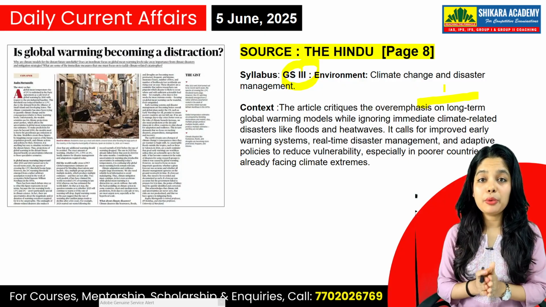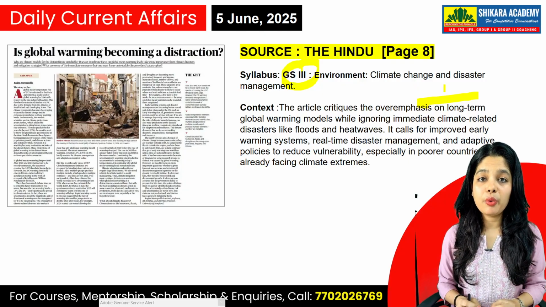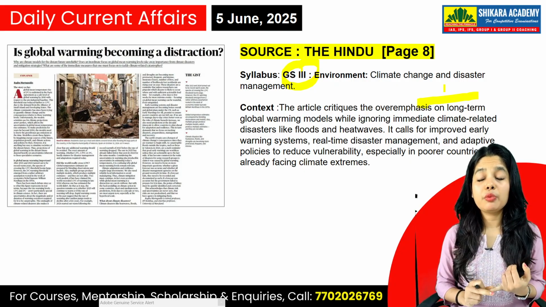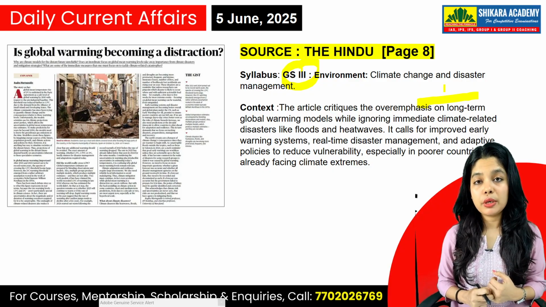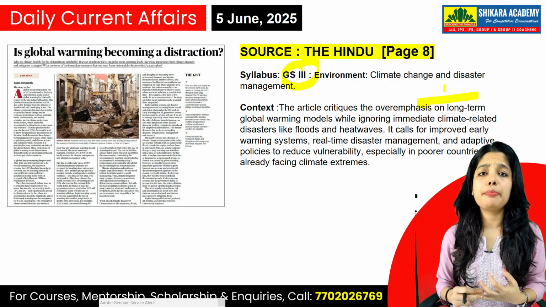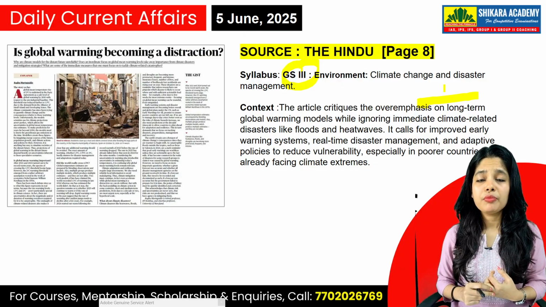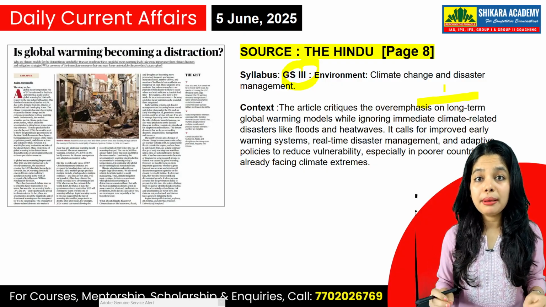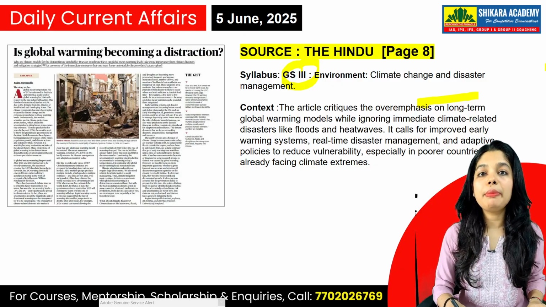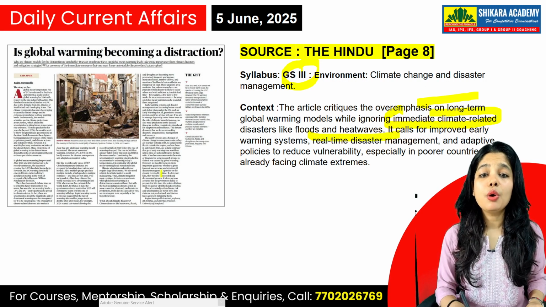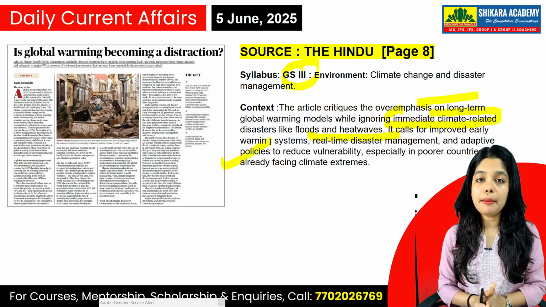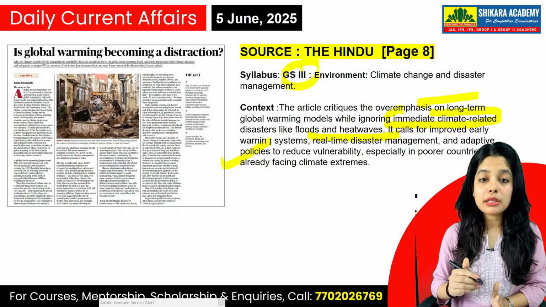But what about the present? In the present scenario, in 2023 we have seen there was a lot of heat wave. There was heat all around India, and the world also suffered from a lot of heat waves in 2023. A lot of disasters happened, flooding happened. So what are we going to do about that? What are we planning for the present? Ignoring the immediate climate related disasters like floods and heat waves, what are we going to do? Why are our policies not about what is going on in the present?